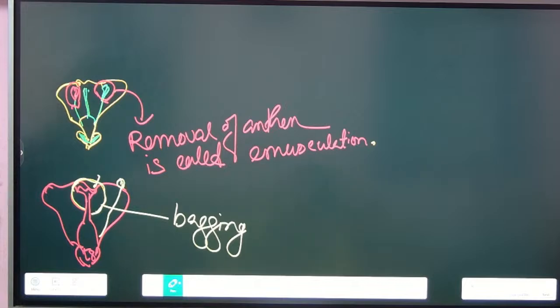We cover the stigma with plastic wrappers, not cloth. There must be different kinds of very thin plastics available for this nursery process. These are horticulture, no? So there must be specialist packets for this bagging process. This is the process by which we can prevent self-pollination.